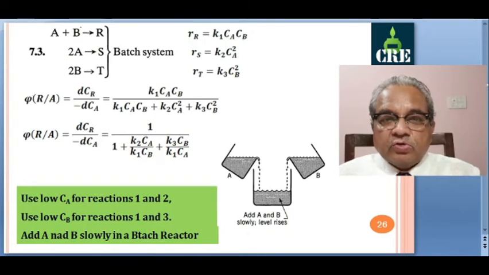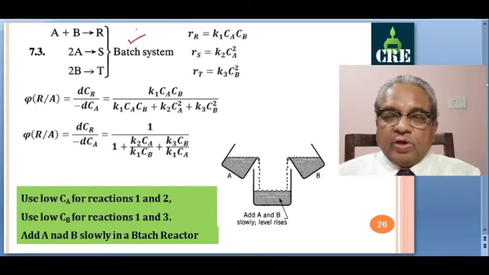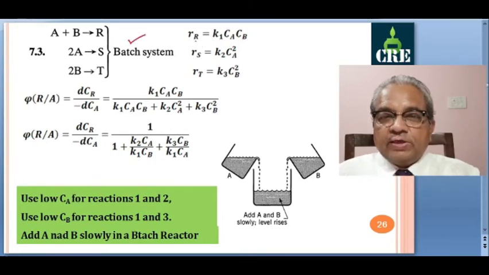Next, 7.3. So we have three reactions now: A plus B giving R, 2A gives S, 2B gives T. Batch reactor system. So we can write the rates as for elementary reactions. Rate of formation of R, k1 Ca Cb. Rate of formation of S, k2 Ca squared. Rate of formation of T, k3 Cb squared.